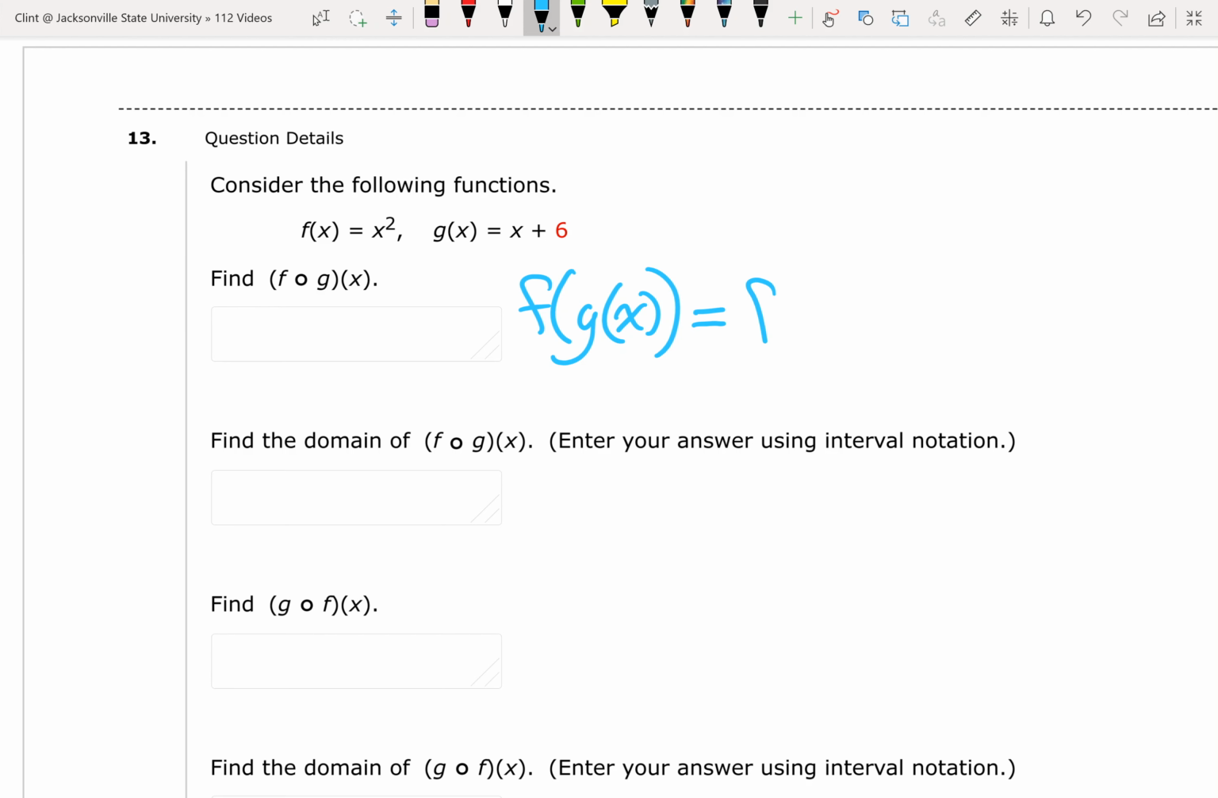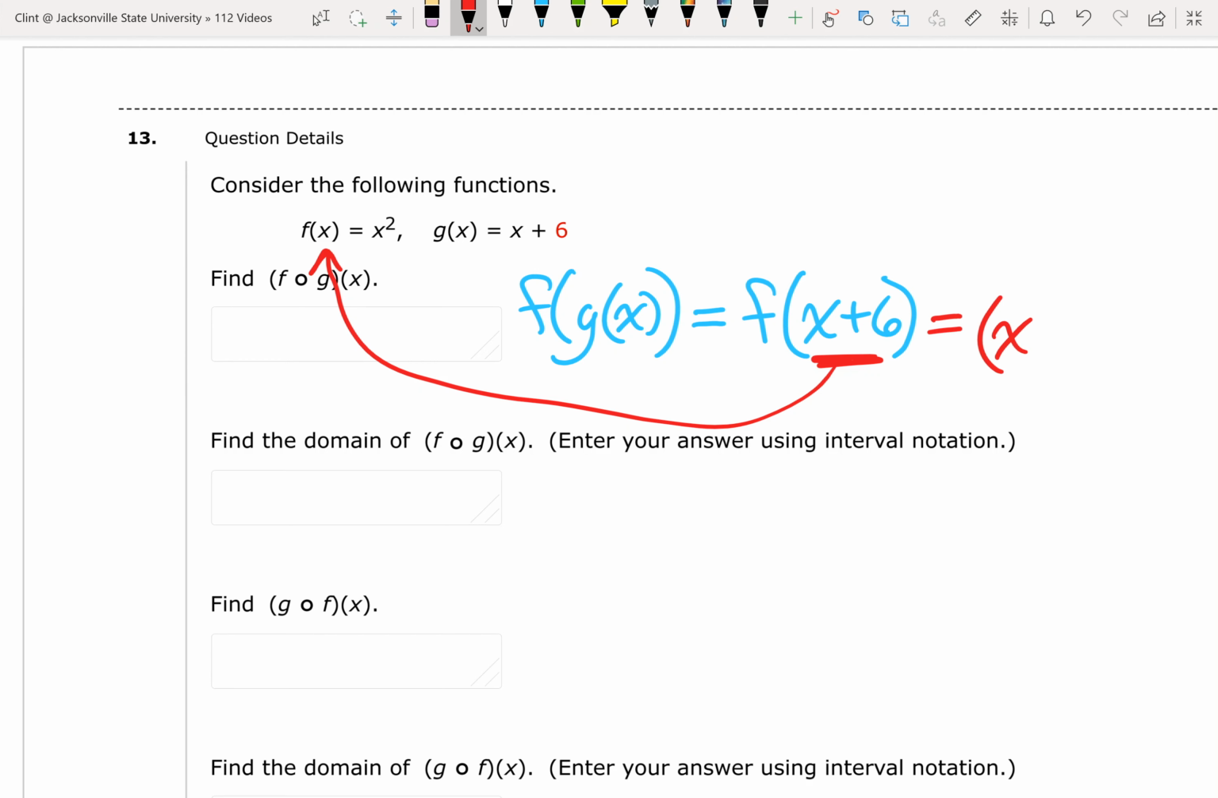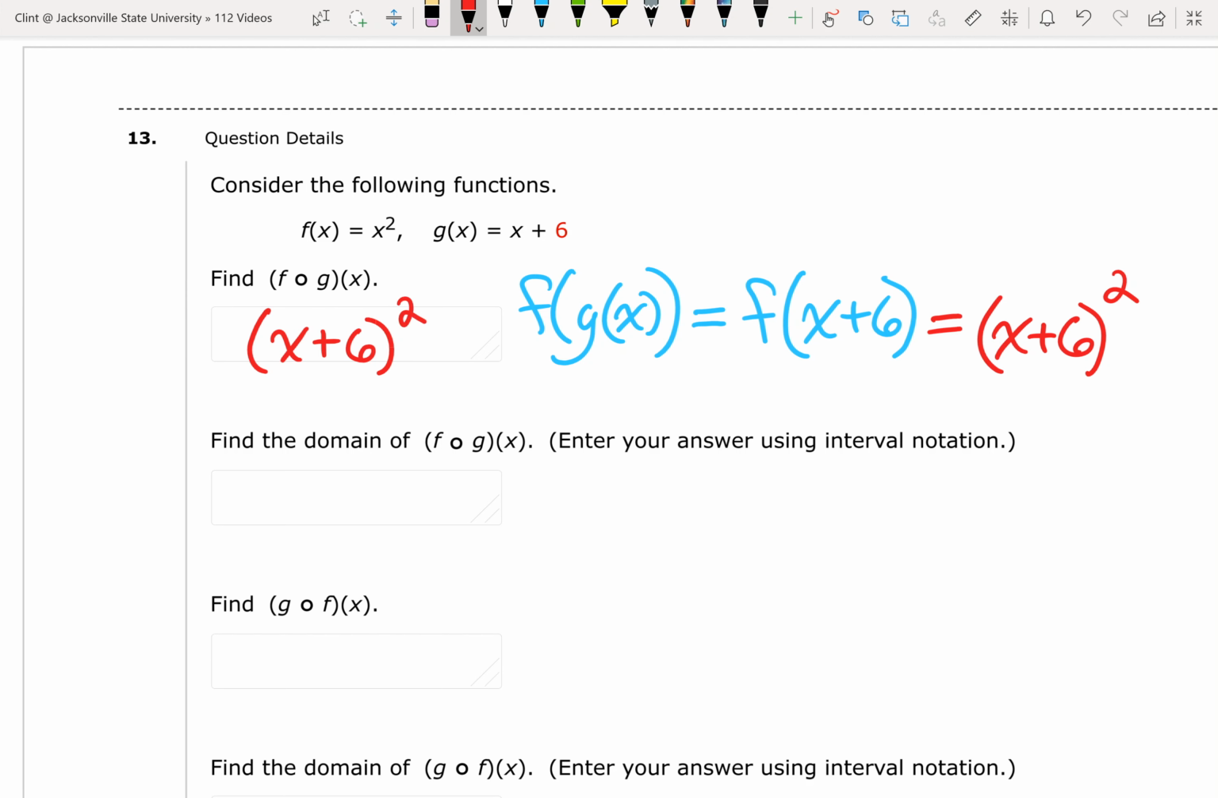Okay. g of x is x plus 6. And now we're going to take this x plus 6, plug it in for x in our function f. So instead of x squared, we're going to have (x plus 6) squared. So our new function is (x plus 6) squared. Okay, and don't worry about the domain. That just kind of snuck in.